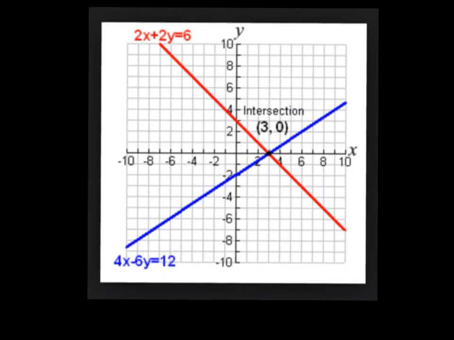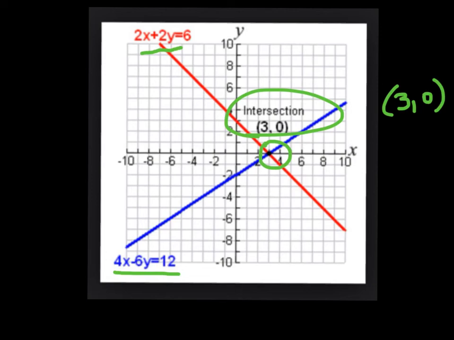Here's another example of a system of equations where the lines intersect. 2x plus 2y equals 6, and 4x minus 6y equals 12. I just found this picture on Google Images, and after it's graphed, you can see that it does intersect, and this would be its solution. (3, 0) is considered the solution.